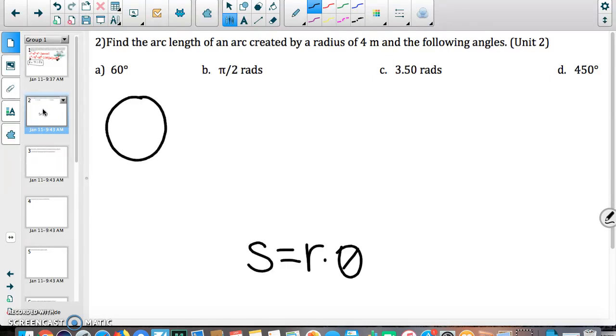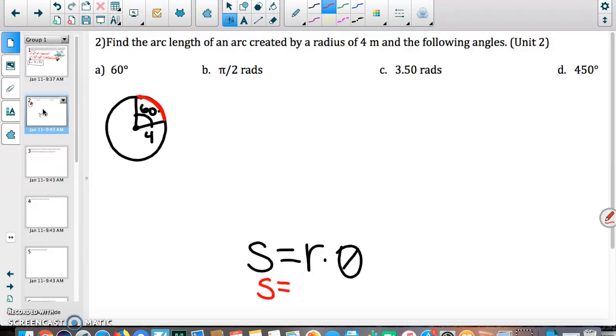So if I have a circle, the radius is 4, and the angle is 60 degrees. So that means this is 60 degrees. I want to find the arc length. That's the crust, or a part of the circumference of my circle. And that's what I'm trying to solve for, that little segment in red there.